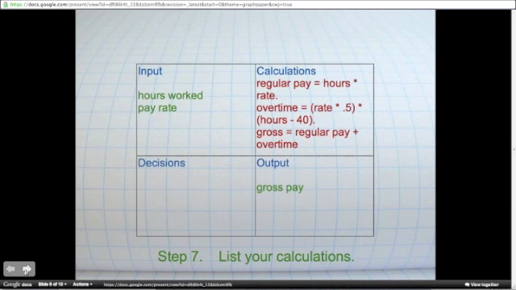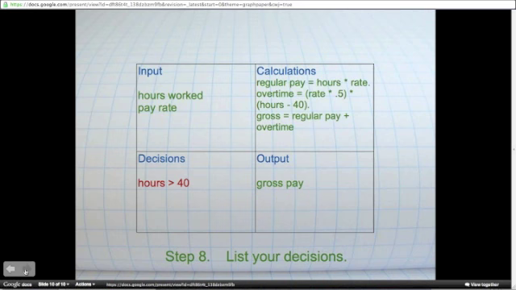We've only got 1 quadrant blank, and what we need to do there is to determine whether overtime hours were worked. So it'd be hours greater than 40. So if hours are greater than 40, we would use our overtime calculation. And in our program, if they weren't, we just set the premium to 0. Okay?